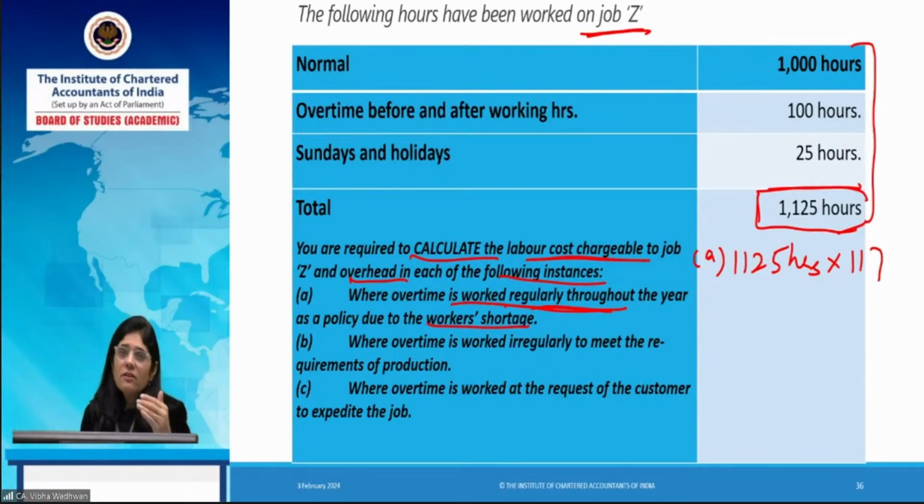So here are three different rates. So you calculate the average and then you have to apply. This is important. Here you do not have to separate them, you have to apply the average rate only. So in the first case, everything will be on job Z. Clear? Yes, 117.